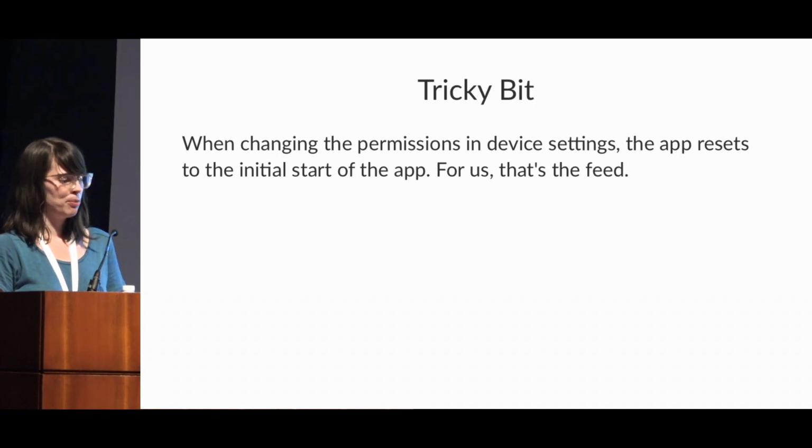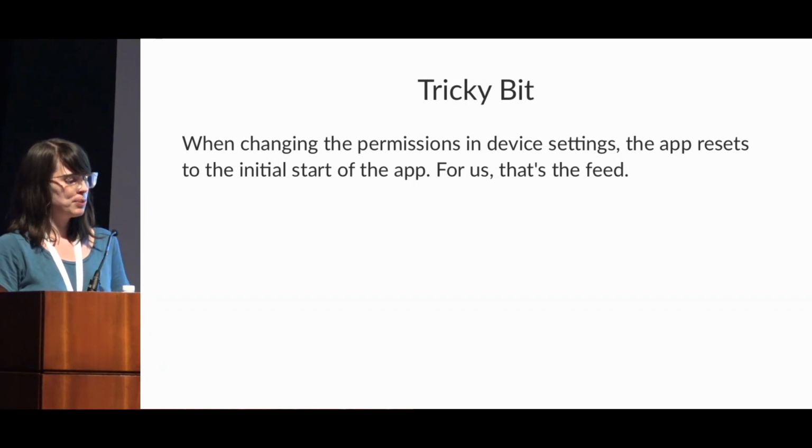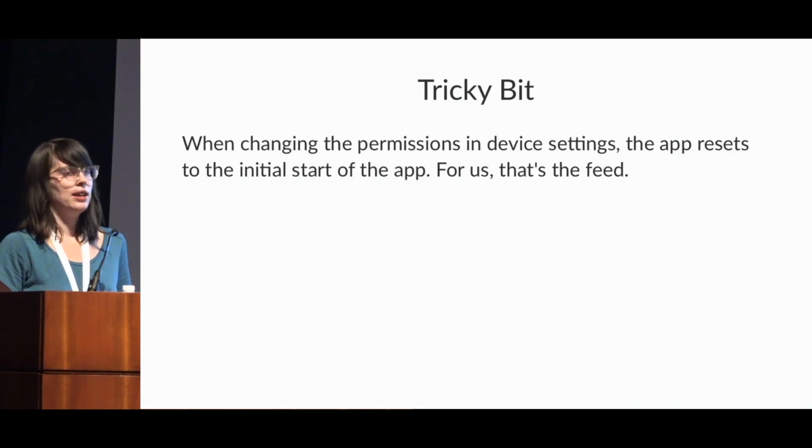Also, when you change the permissions in the device settings, the app closes. When you open it again, you'll be back at the initial state of the app. For us, that's the feed. So if you're prompted for photo library permissions in the photo picker, and you get deep linked into the device settings for LinkedIn, and then enable photo library permissions, when you go back to the app, you're going to be on the feed and will need to make your way back to the photo picker again. This is not the optimal experience, but there's no way around it.